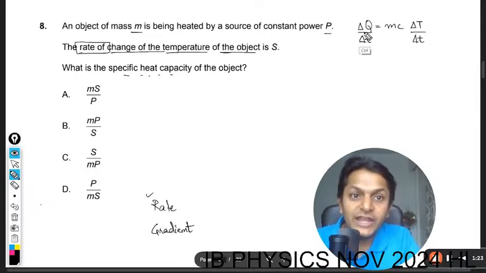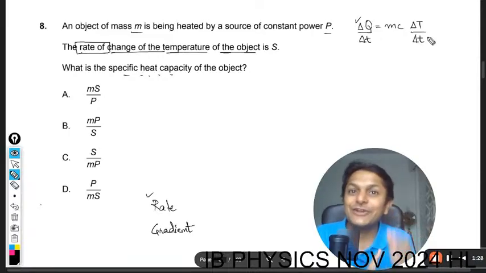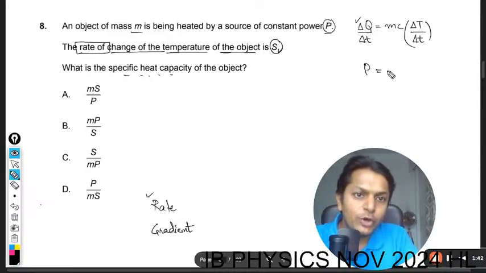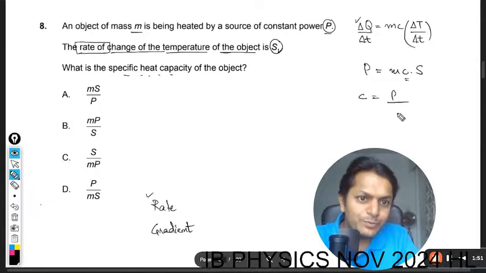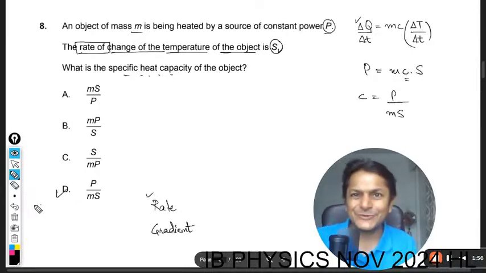It becomes the rate of heat flow into the body, and it is related with the rate of change of temperature. So it's completely a new formula now. So this delta T by delta T is given as S. And this delta Q by delta T is actually the power. So I create another formula. Power is equal to MCS. What is the specific heat capacity? This is C. So C is clearly equal to P by MS. And D will be the correct answer.